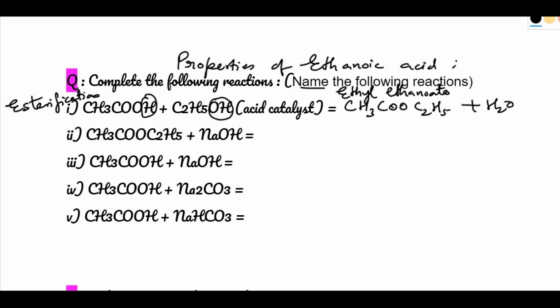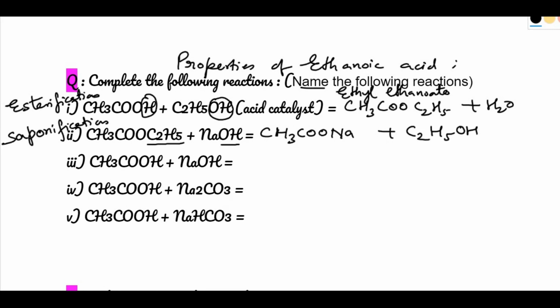The next reaction is the ester, ethyl ethanoate, with sodium hydroxide. This reaction is called saponification. What is the saponification reaction? Here, C2H5 will combine with OH to form ethyl alcohol, and sodium will attach to CH3COO, which is negative, sodium is positive. So you get sodium ethanoate and ethanol, C2H5OH. So it is a salt and an alcohol. This is sodium ethanoate, and this is ethanol.